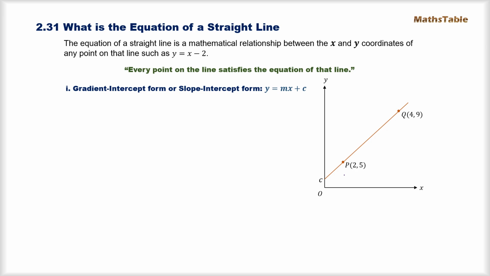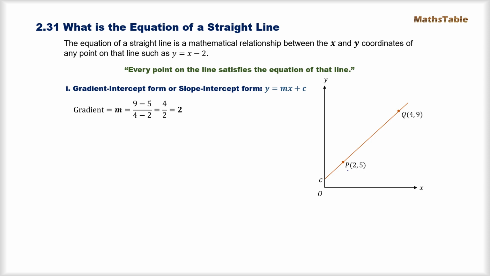Now, in this case, if we take this line and we are using this form to find out the equation, we can use this given information here, such as first we'll find the gradient of this line m by using these points P and Q.